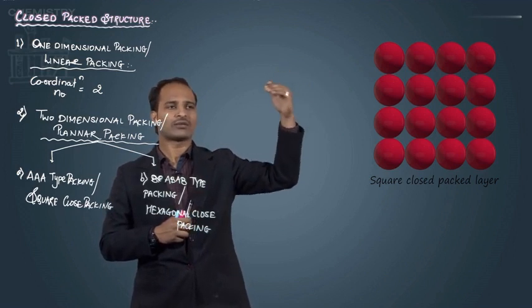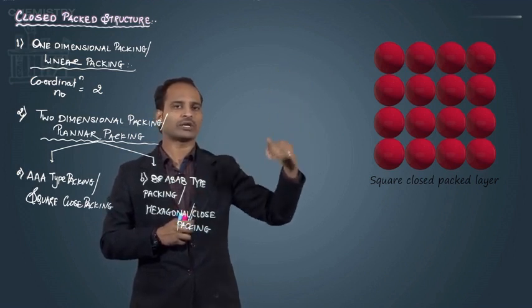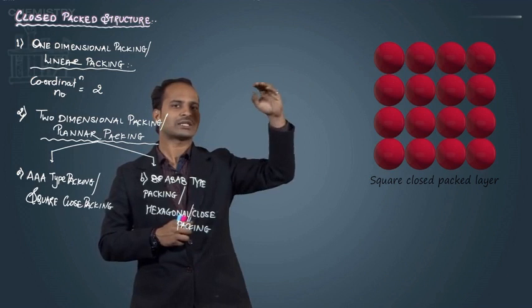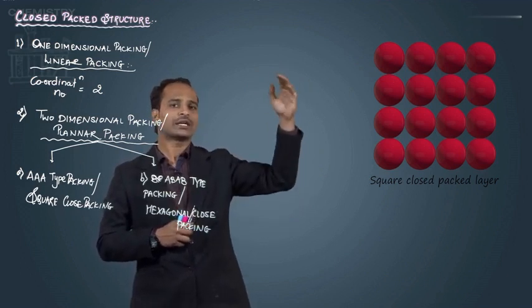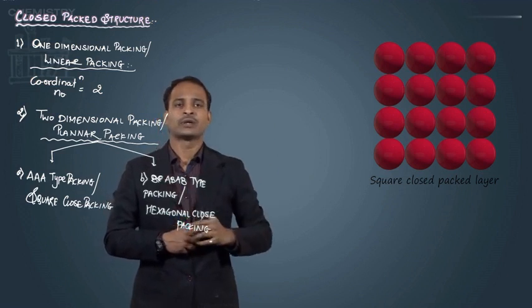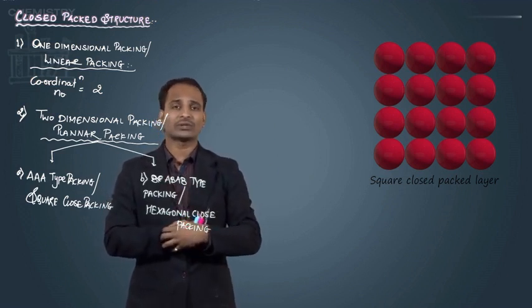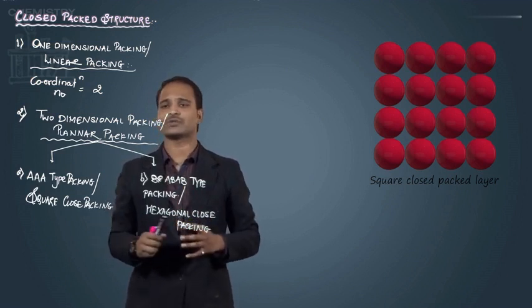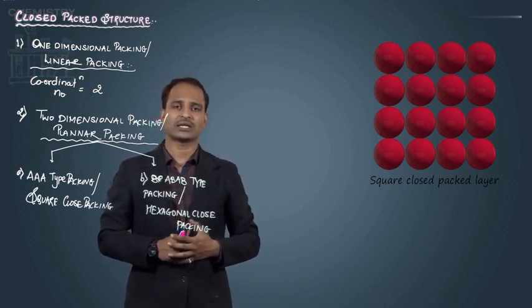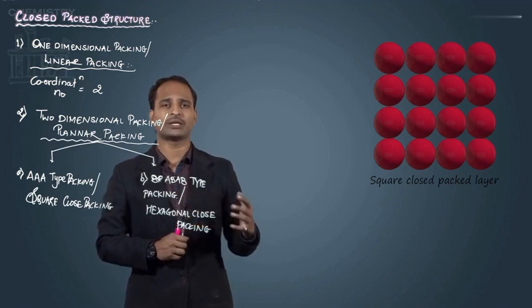but when the second row, third row, fourth row is kept one below each other, then you can see that second row is kept, then third row, then fourth row, and then fifth row. Then we are getting a length as well as width. Now, depending on how the second row is kept, on that basis here we have the two different types of packing, that is AAA type and AB type packing.